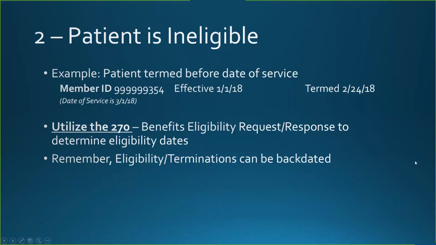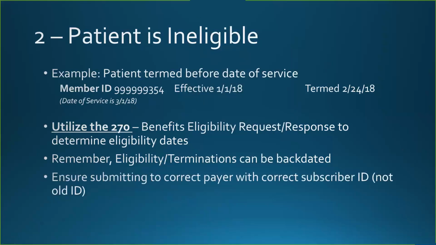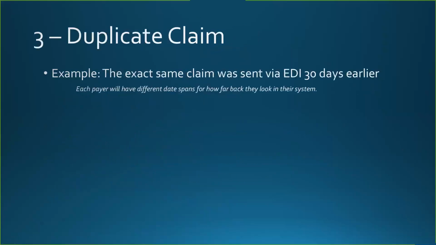So I lost my train of thought here, but we are aware that that can be an issue. Just try and cover your tracks a little bit. Please remember to submit the correct ID to the correct payer. We see often a lot of these rejections happen because we can tell we're getting a different payer's subscriber ID in, not our own. So just double check that.